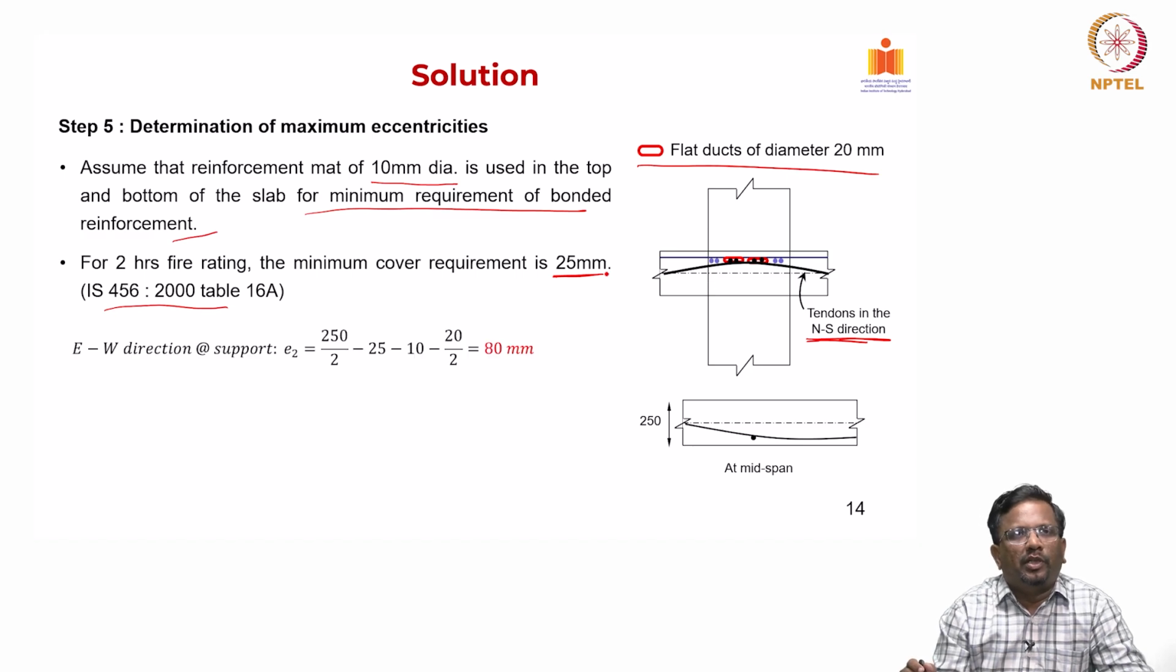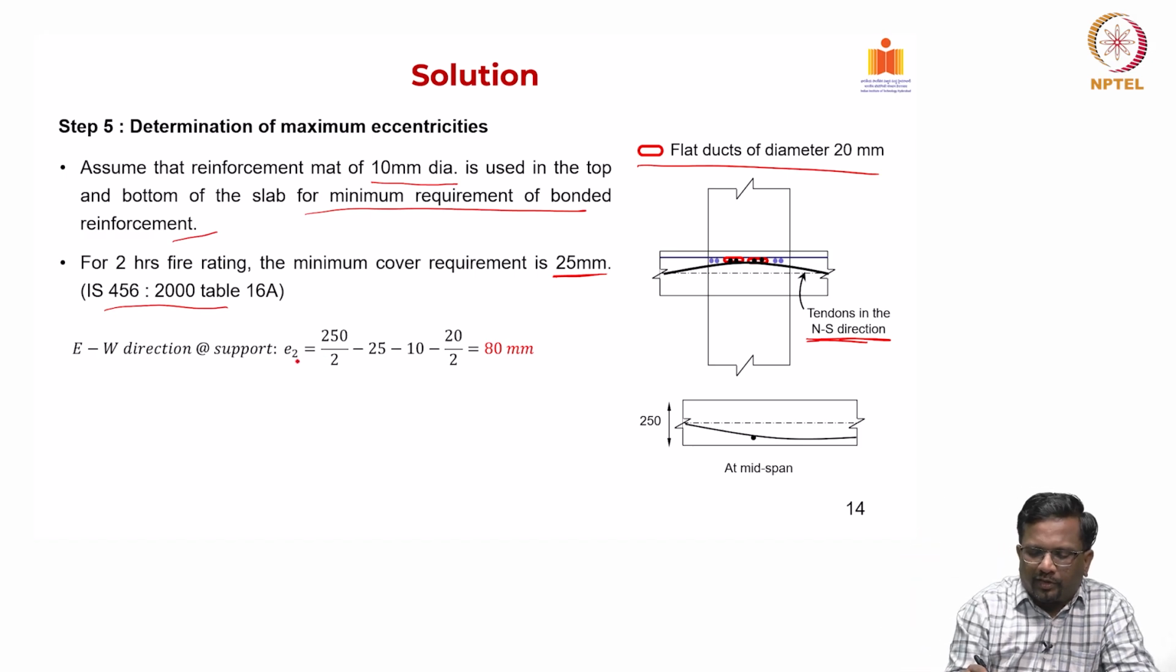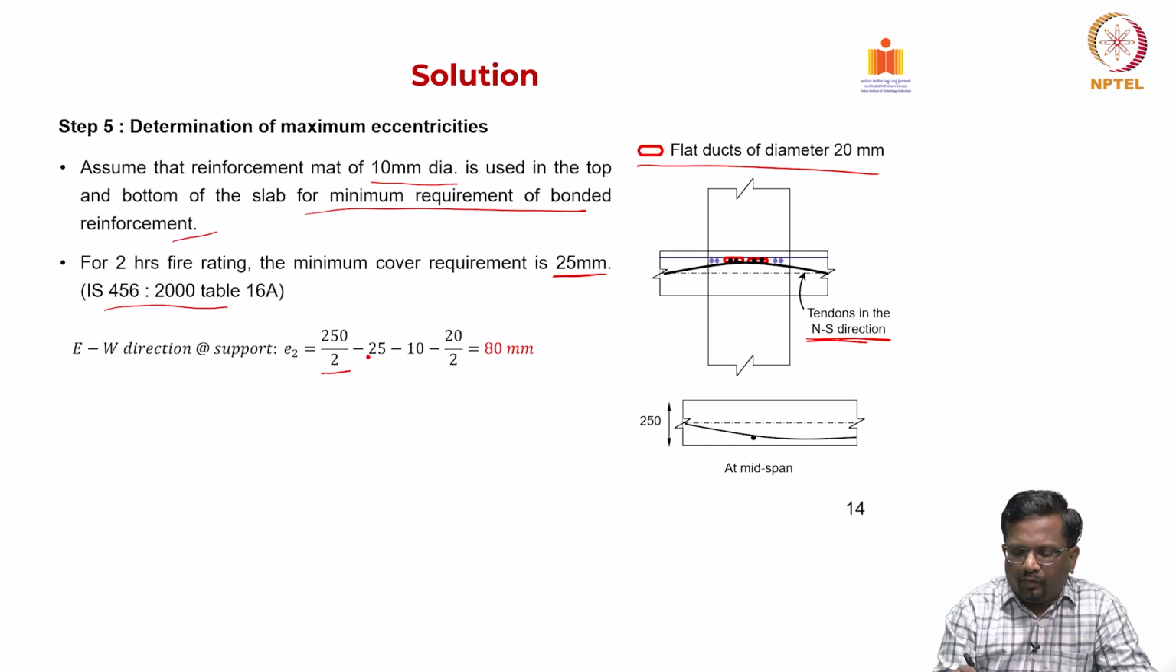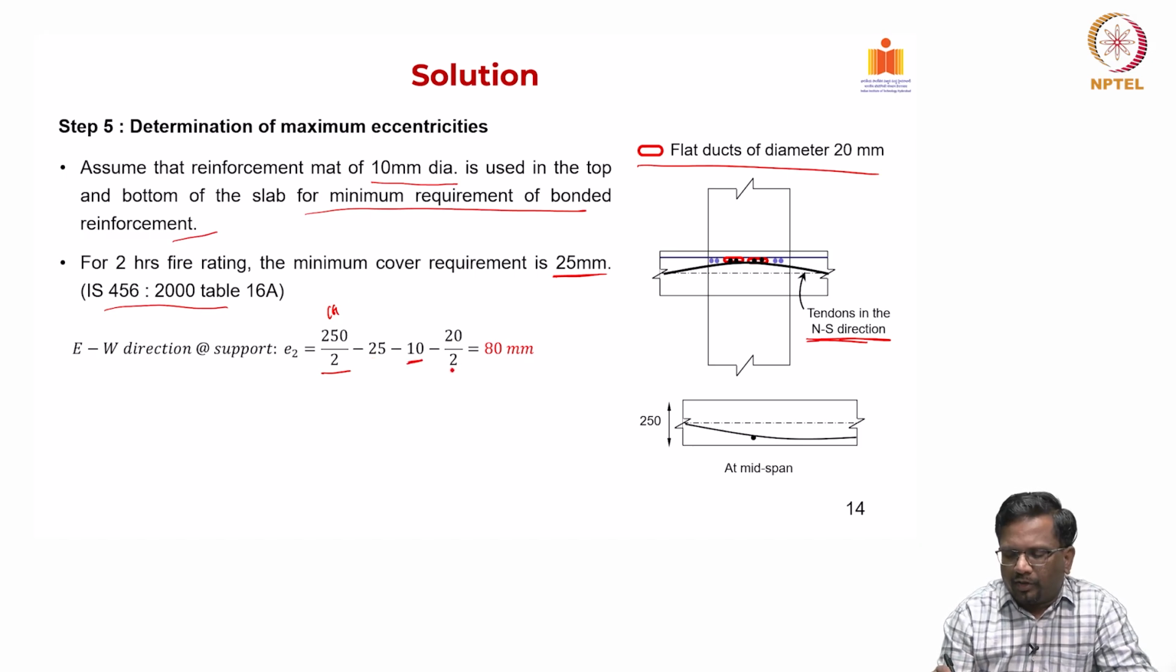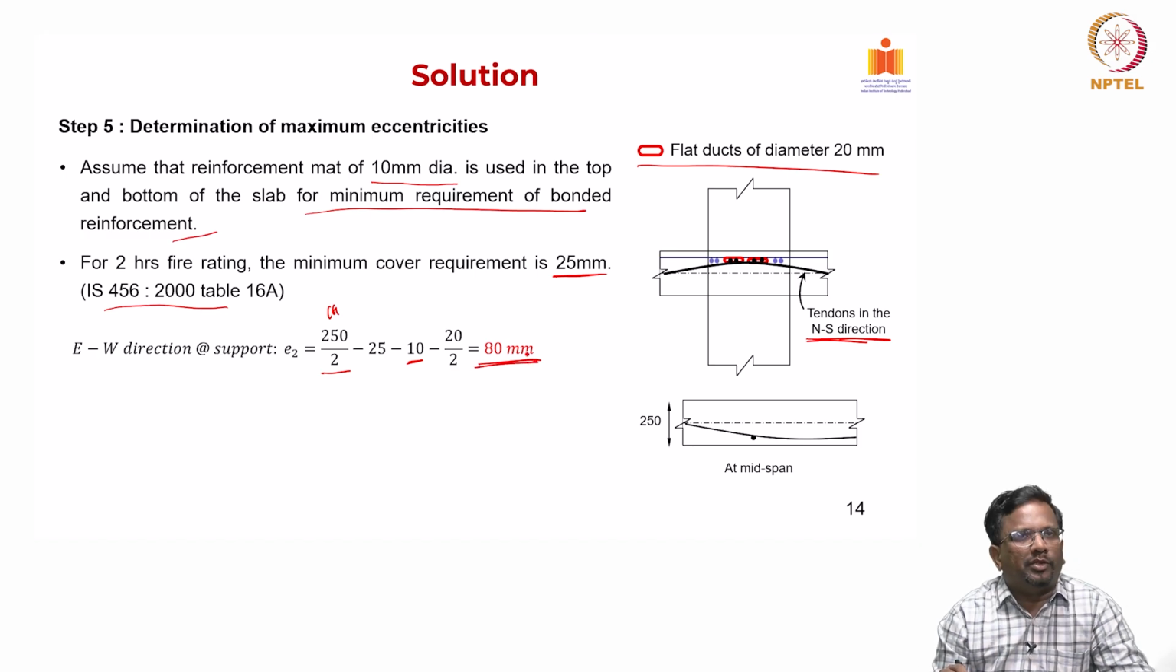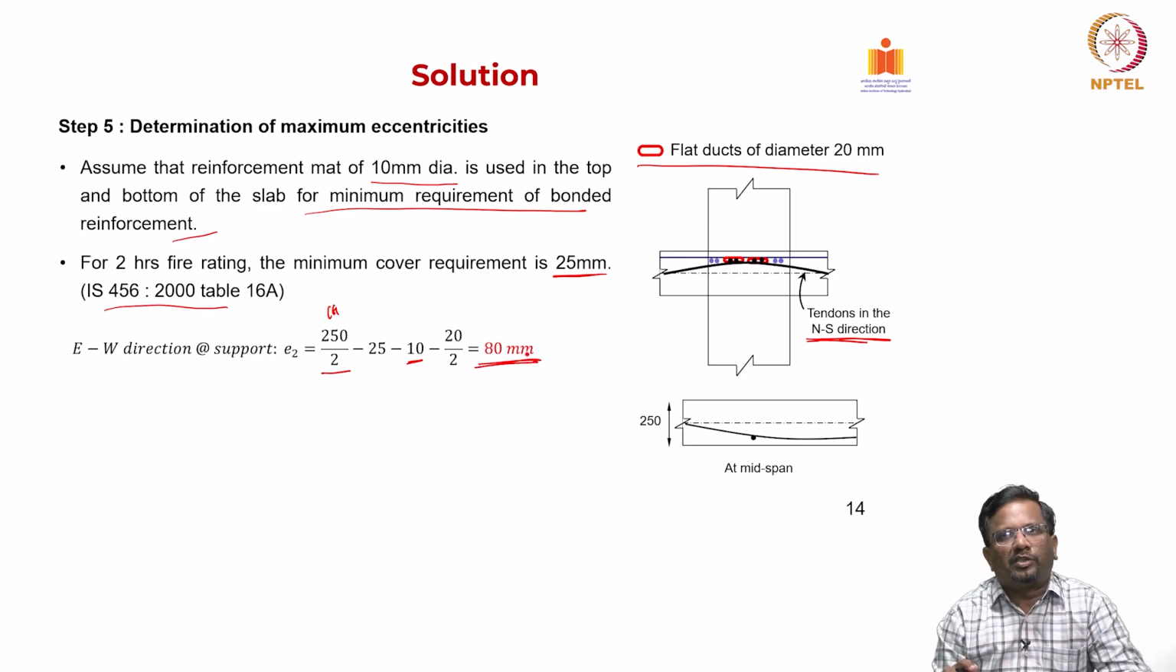So with this, if you look at it in the east-west direction, again the cables are at the top. So the available eccentricity is nothing but overall depth by 2, because this is a CG, right, minus 25 millimeter clear cover, minus the diameter of the bar, then minus the duct diameter divided by 2, which works out to be 80 millimeter. So 80 millimeter is the available eccentricity for the cable which is running in the east-west direction.